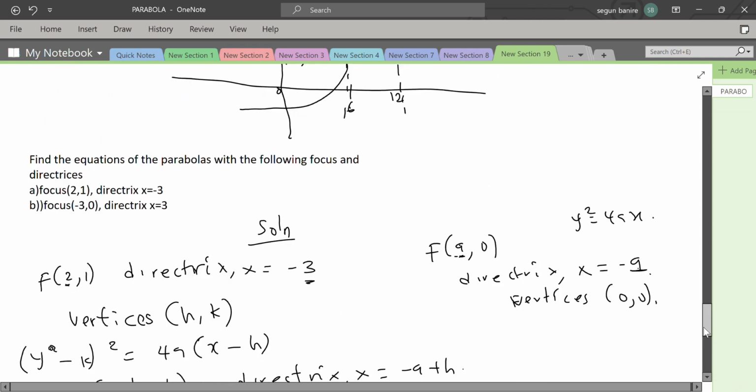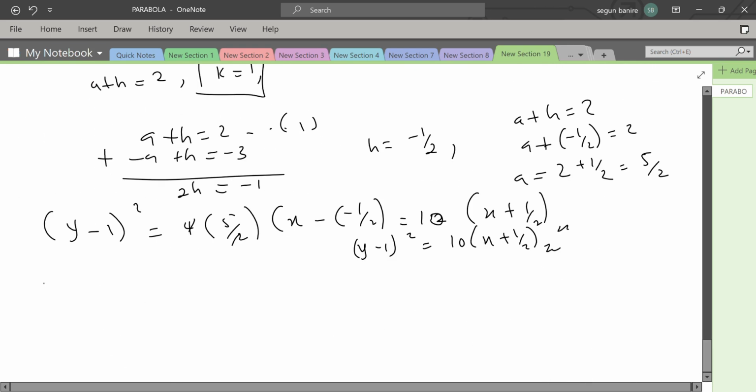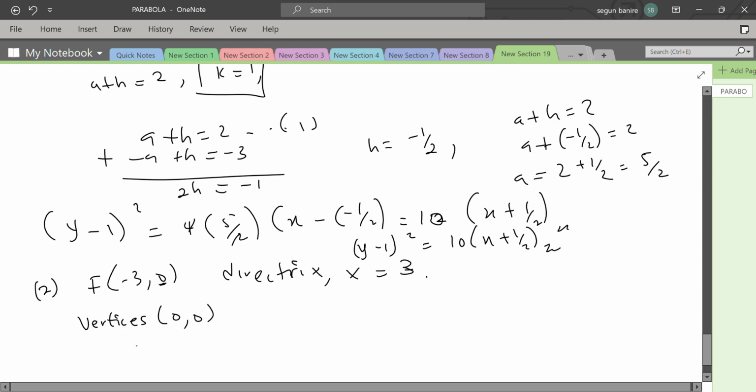So the second one is that. So the second question is the focus was given to be minus 3, 0, and the directrix is also on the x-axis, x equals to 3. So you could see this one, the opposite, this is minus 3, the directrix is 3. So that is to tell you that the vertex, and also there is 0 here. That's to tell you that the vertex is at the origin. If it is at the origin, the equation is given as y squared equals 4ax, and the focus is known to be this. The directrix is known to be minus a.